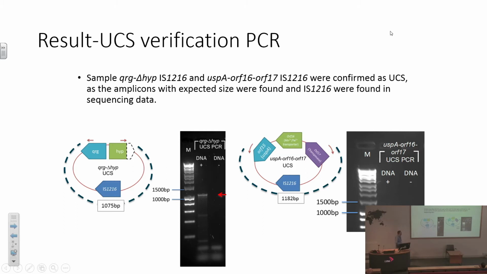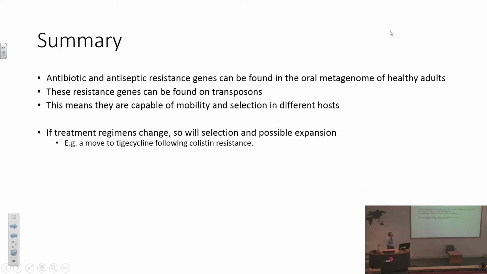So this just shows that there's quite a massive background of antimicrobial resistance genes on transposable elements circulating within our saliva, if you like. And this also means that they're capable of mobility and selection if they can make their ways into different hosts. And the obvious example from our research is if there's a move to tigecycline resistance following the spread of colistin resistance.